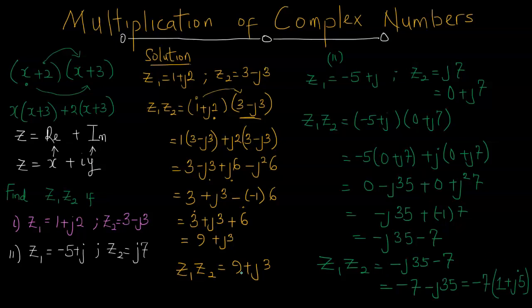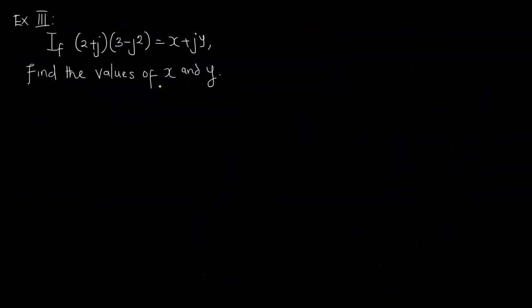And having done this, we would see that we can also factor something out here. Since 3 is common, so I can factor out the 3. So I'm going to be left with 3 plus j. Let's take the final example. If 2 plus j times 3 minus j2 equals x plus jy, find the values of x and y.